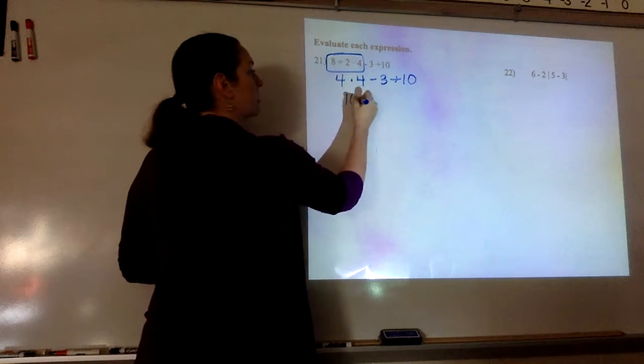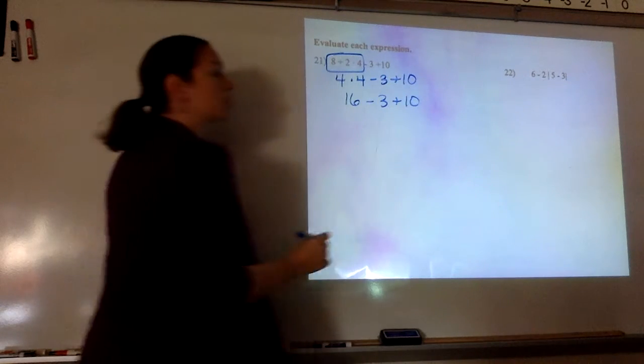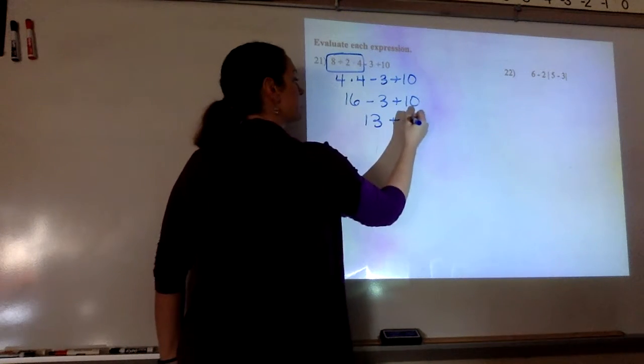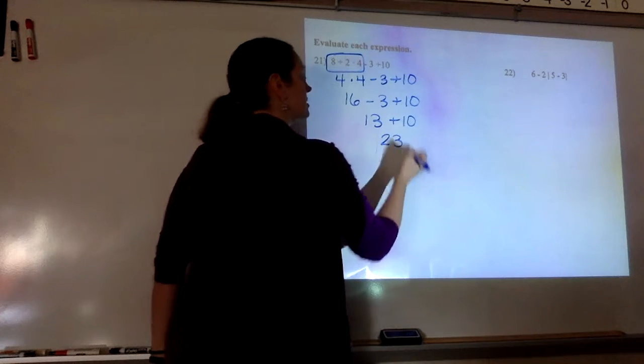4 times 4 equals 16. Yes. Do I subtract or add? Subtract, whichever comes first. 16 minus 3 is 13. And then 23. 23 is the answer.